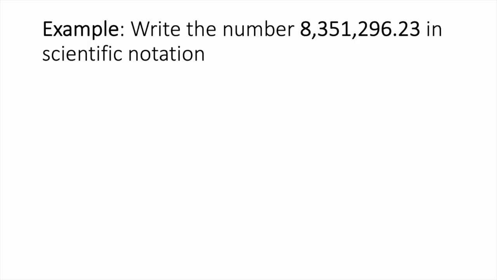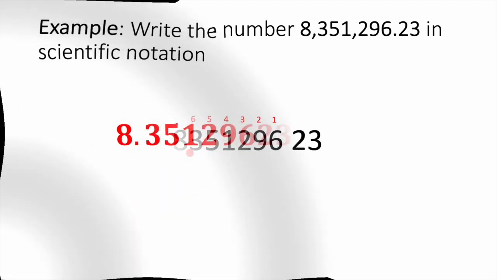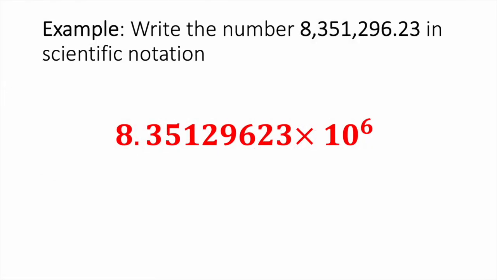Here's another example. Write the number 8,351,296.23 in scientific notation. This time, the decimal is not at the end of the number, it's in the middle, but we can do the same thing. First thing, we're going to move the decimal to the left. We'll have to move it 6 times. And since we moved the decimal point 6 times, our answer is 8.3512963 times 10 to the 6th.